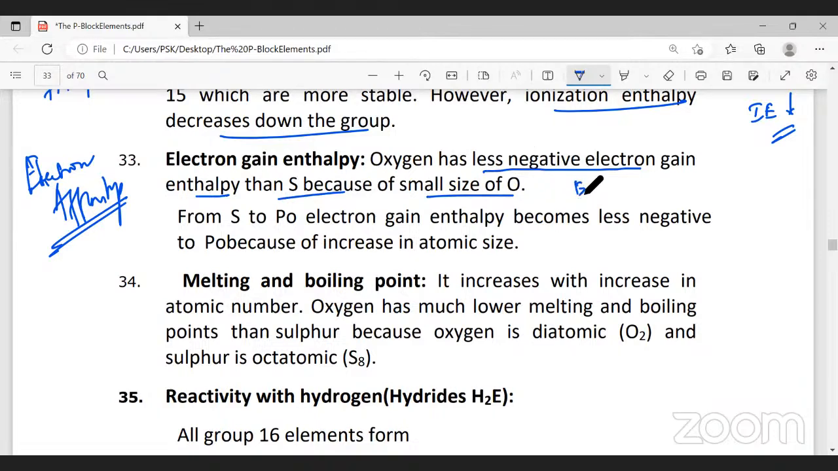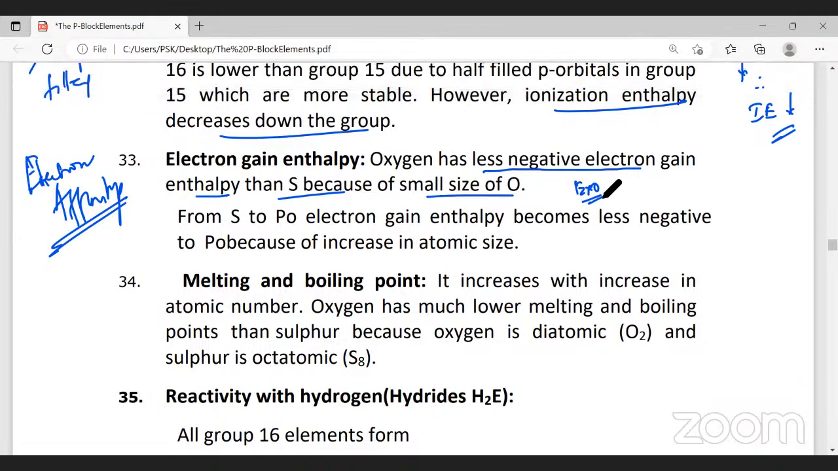Negative gain enthalpy means it is exothermic. When an electron is added to the outermost orbit, energy is released. The release of energy is represented by a negative sign. So that's why we call it negative electron gain enthalpy. Oxygen has lesser negative electron gain enthalpy because oxygen is smaller compared to sulfur. From sulfur to polonium, electron gain enthalpy becomes less negative because of the increase in atomic size. As the atomic size increases, electron gain enthalpy becomes less negative.